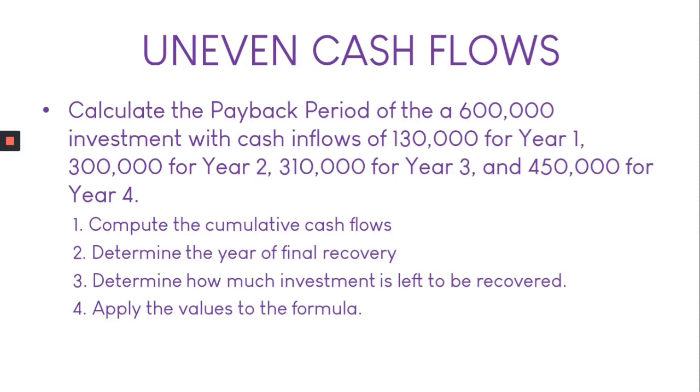So we calculate the payback period for our problem beforehand. So 600,000, 130,000 for year 1, 300,000 for year 2, 310,000 for year 3, 450,000 for year 4. The steps: number 1, we compute the cumulative cash flows, meaning it totals every year. It adds every year. Number 2, we determine the year of final recovery. Number 3, we determine how much investment is left to be recovered. And number 4, we apply the values to our formula.